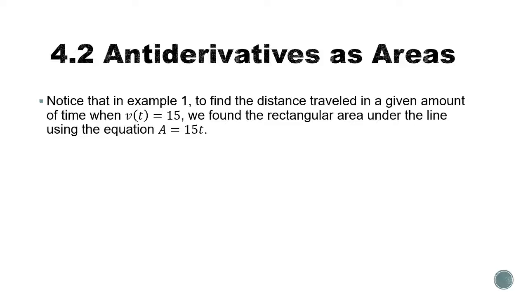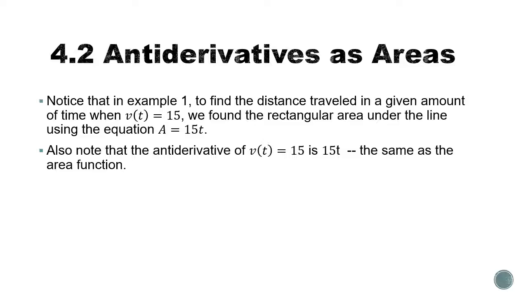Now, notice in example 1, to find the distance traveled in a given amount of time when the velocity was 15, we found the rectangular area under the line using A equals 15 times t. Also notice that just so happens to be the antiderivative of the velocity. If v of t is 15, 15t plus c would be the antiderivative, which is the same as the area, except for the plus c part.